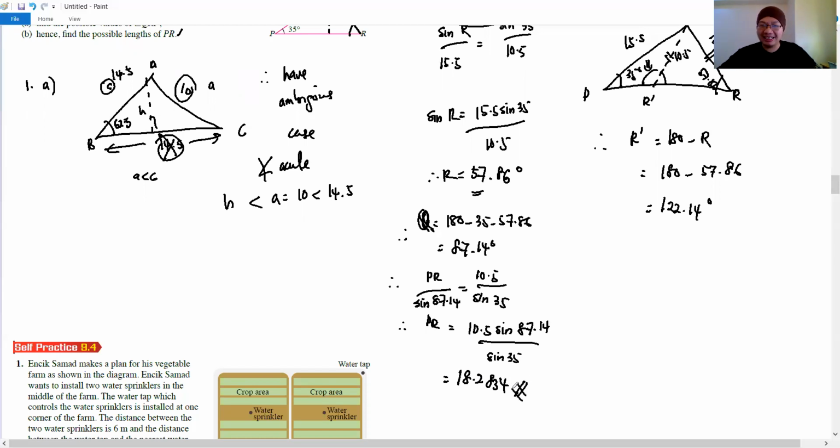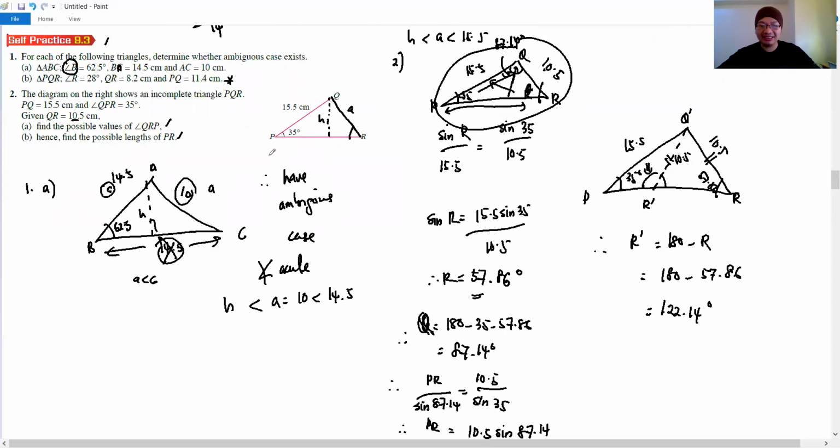How about the second answer? For the second answer here, we need to use the second diagram. The second diagram is only available for this side. Since this angle, the double arrow here, is 122.14 already, you want to find the PR, the length of PR. The PR is not from P until this R, but from P until R prime, because this is a new triangle.